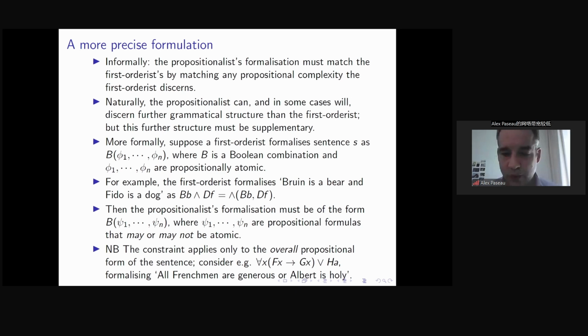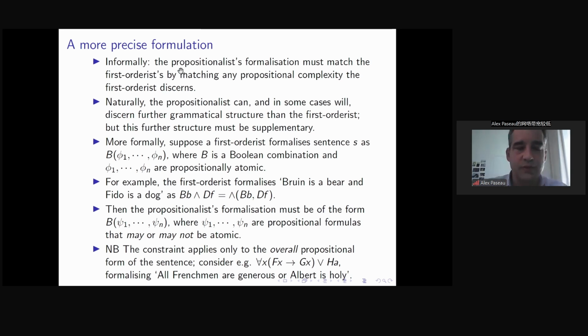So for example, if you consider for all x, fx arrow gx, or ha, that might formalize all Frenchmen are generous or Albert is holy in first order logic. That should be taken by the propositional logician to be a disjunction, but you don't have to formalize the first disjunct as in any way containing the conditional, because that's internal to the first order form. That would be imposing the first orderist's own understanding of grammar on the propositionalist, whereas they can agree to the neutral ground of the Boolean connectors.